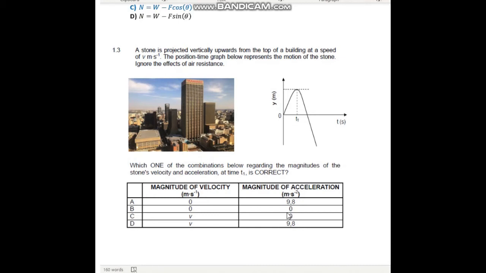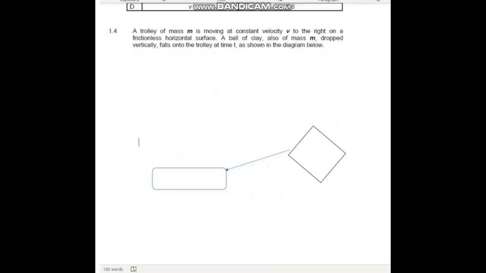So B says that the acceleration at that point is 0, so that's not true. Acceleration is always 9.8 pointing downwards, but here they don't care about the direction. They're asking for a magnitude, so the correct answer here is A. So let's mark that. Okay, so let's move on to the next question.